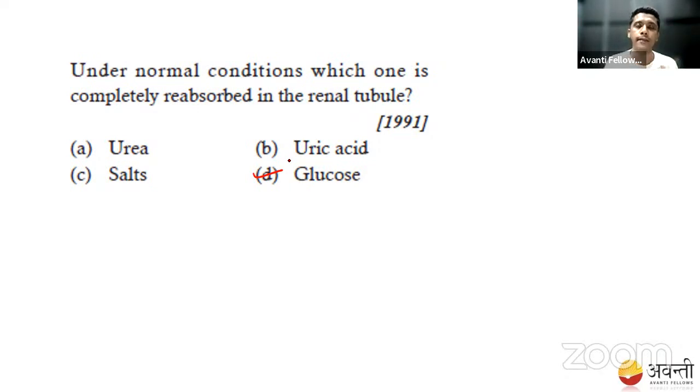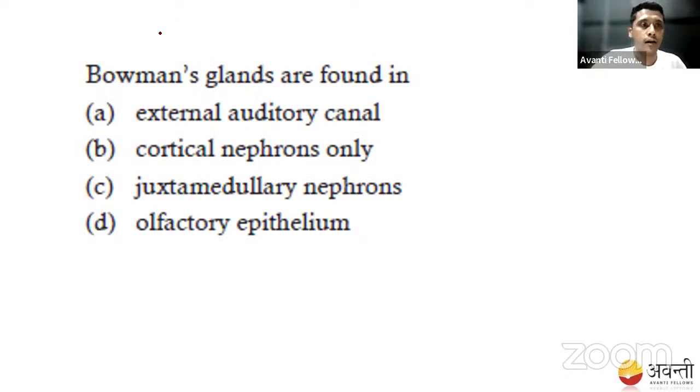Otherwise, whatever food we are eating, a lot of it would be eliminated through urine in the form of glucose. That is why under normal conditions, our kidneys are meant to completely reabsorb the glucose from the forming urine. Okay, so your option D was correct. So let's see the next question. Bowman's glands are found in. It's an interesting question. External auditory canal, cortical nephrons only, juxtamedullary nephrons, olfactory epithelium. So these are your options. Let me relaunch the poll again.